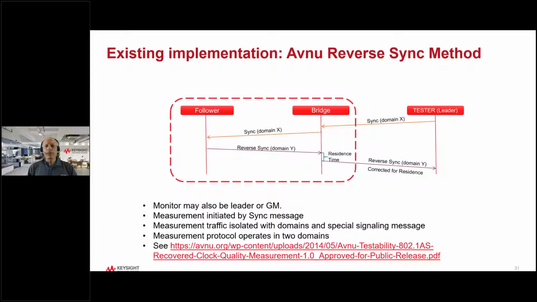You still want the bridge to be able to propagate that, either acting as a transparent clock or a boundary clock, and correct it. So putting it on a different domain allows us to do that. We can configure the switch to be able to propagate that, if that makes any sense.